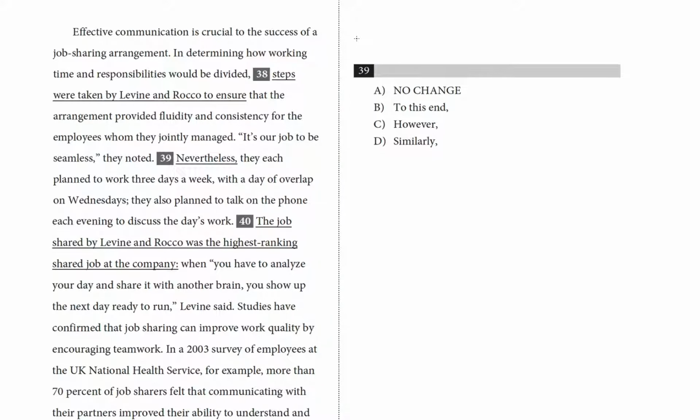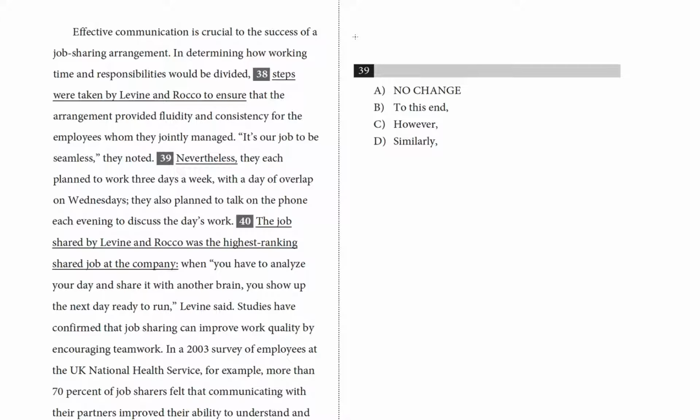We are looking at question 39. The underlined word is "nevertheless." "Nevertheless, they each plan to work 3 days a week, with a day of overlap on Wednesdays. They also plan to talk on the phone each evening to discuss the day's work." And the choices are no change, so "nevertheless," "to this end," "however," and "similarly."